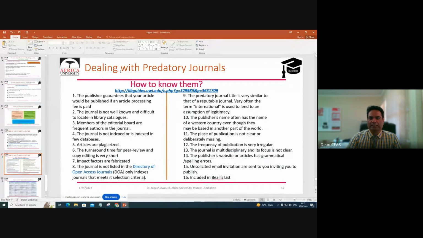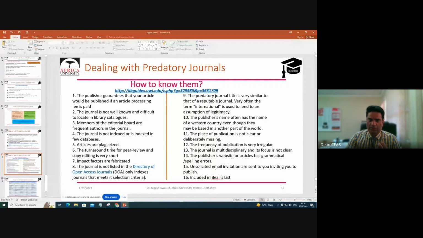So how to know whether they are predatory or not? The link is already there. The publisher guarantees that your article will be published if you pay the fee. The journal is not well known and difficult to locate. Members of the editorial board are frequent authors in the journal. Sometimes the editor is also writing. The journal is not indexed. And if those journals are not indexed, what will be the challenge? Your paper will not be reflected in your Google Scholar page. Then you have to add it manually, and when you do it manually, citations will not come. So that is the reason: when your journal is good and indexed properly, as it comes online, Google Scholar will catch it and display it there.